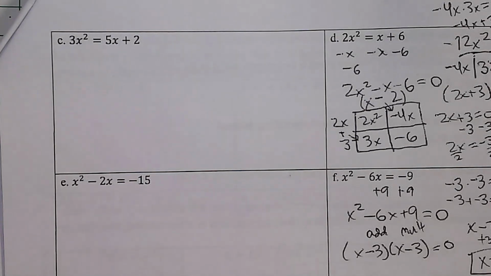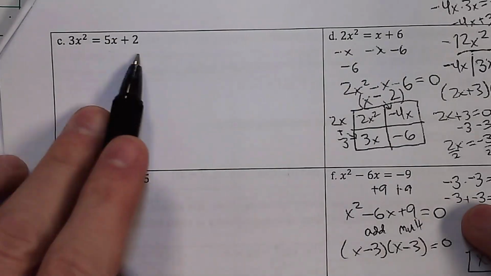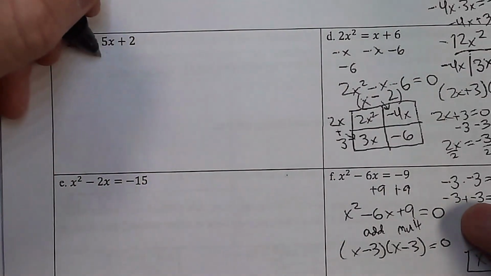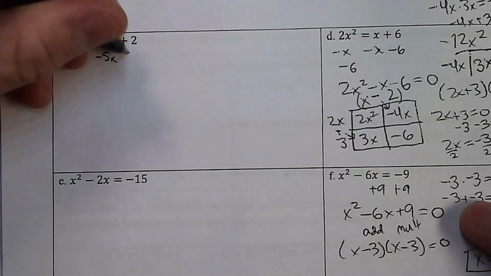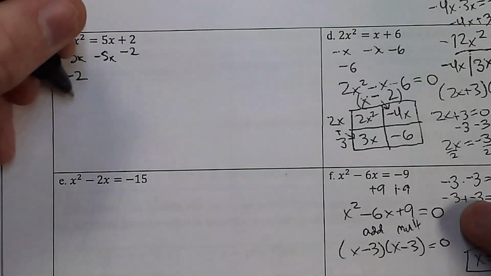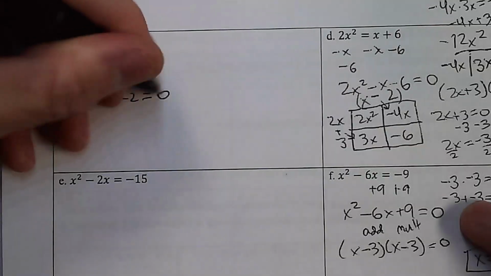This one is probably the least fun one here. I'm going to solve this by factoring, so I have to make it equal 0. What do I do with 5x? Subtract 5x, and then subtract 2. So 3x squared minus 5x minus 2 equals 0.